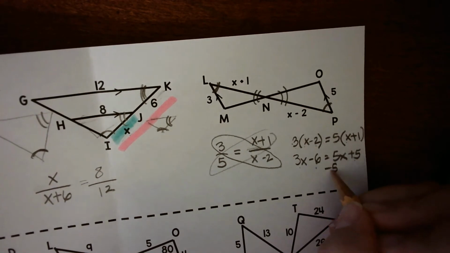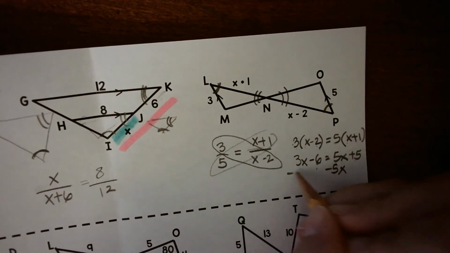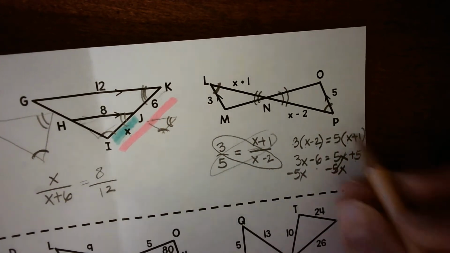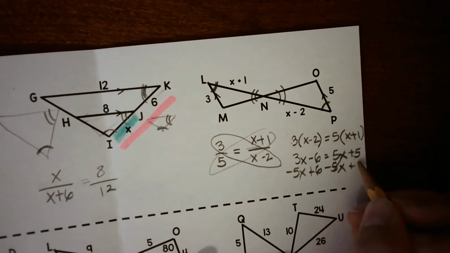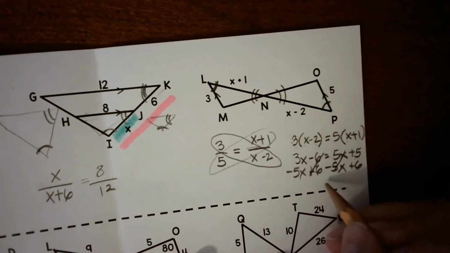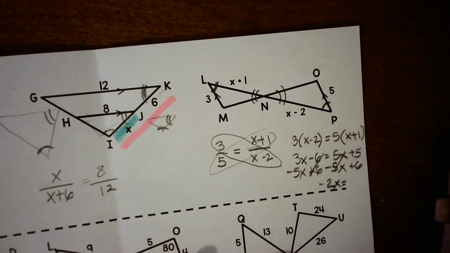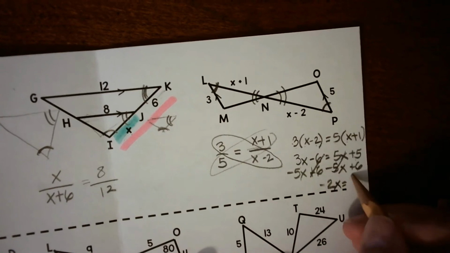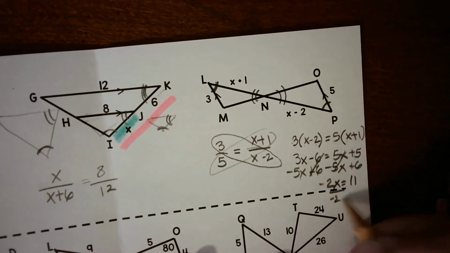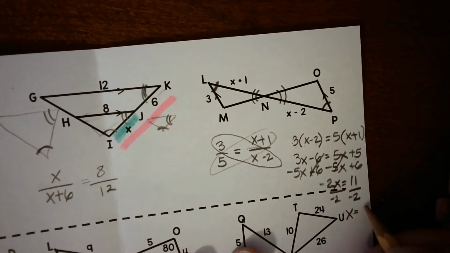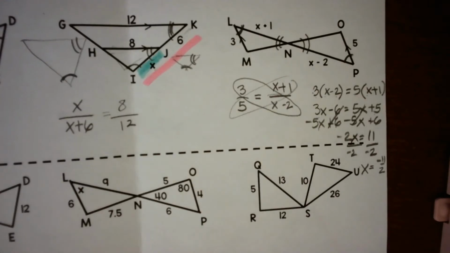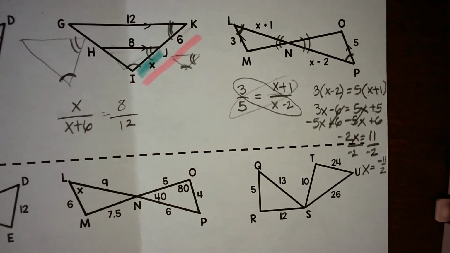I go ahead and subtract the 5x from both sides. I go ahead and add the 6 to both sides as well. I have negative 2x is equal to 11. I'm going to divide by negative 2 on both sides. x is equal to negative 11 halves, or if you want to write the decimal approximation.